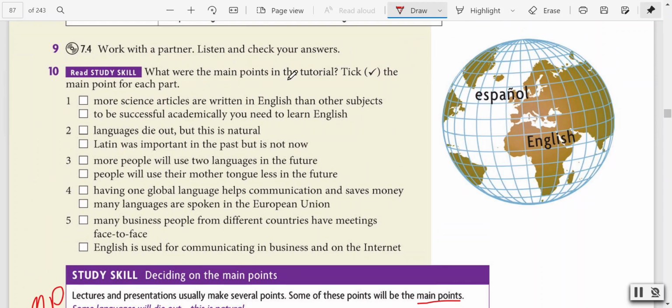What were the main points in the tutorial? Take the main points for each part.